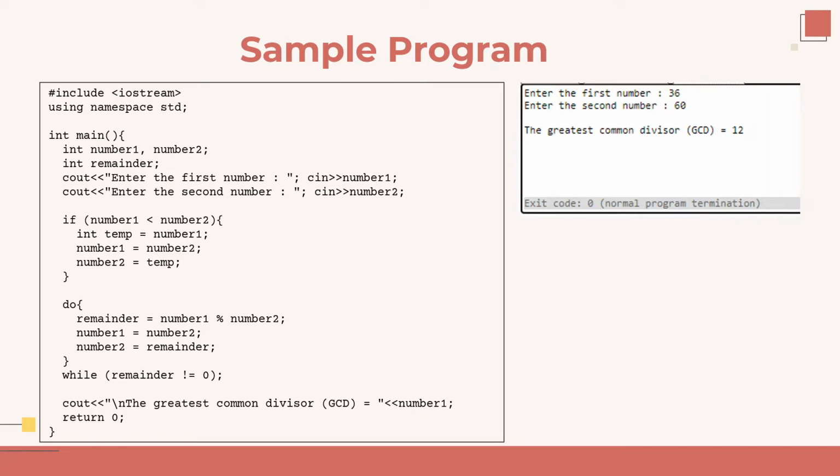And this is the output of the program. Enter the first number, and for example the first number is 36 and the second number is 60, so we have the greatest common divisor of 12.